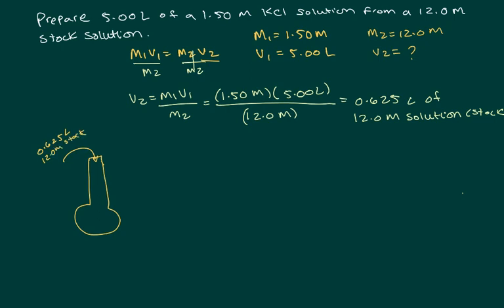Okay, once I've added that in there, I need to add my water, and I'll add water till the 5-liter mark because I need 5 liters. Now the solution concentration that's in here is going to be 1.5 molar, exactly as I have requested. So I need 5 liters of 1.5 molar concentration. I simply take 0.625 liters of my concentrated solution, my 12 molar solution. I add it to volumetric flask, and then I dilute it to the 5 liter mark.